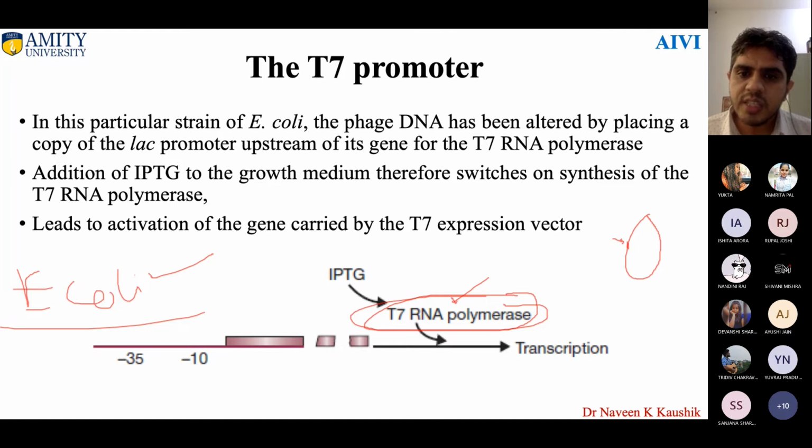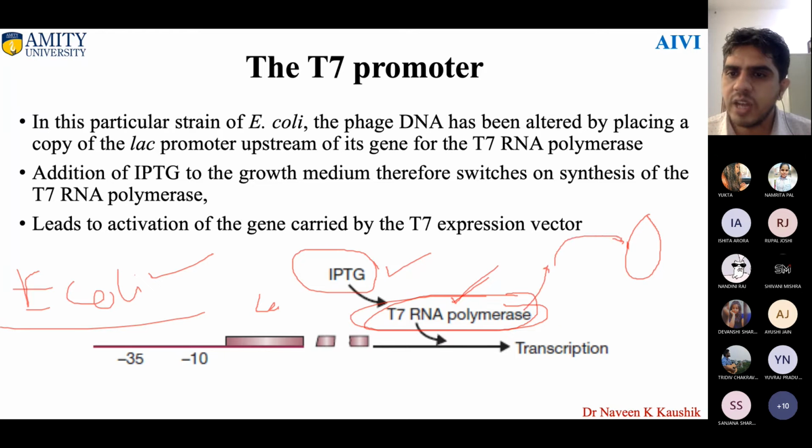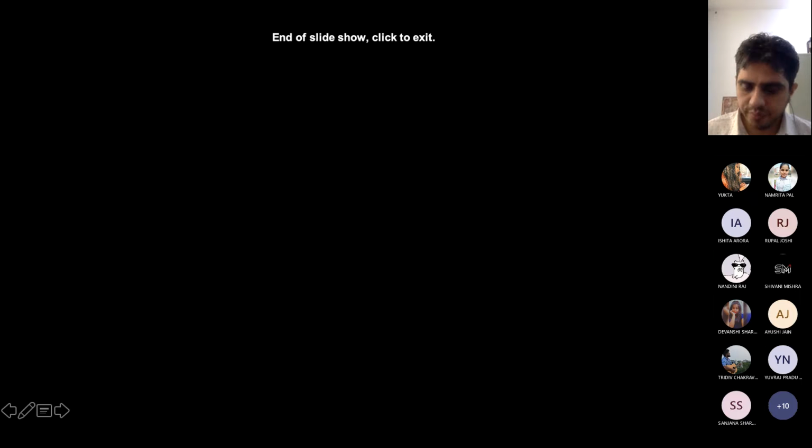This T7 polymerase lacks a promoter, so we are having a dual thing. In the gene we cloned, we transfected T7 polymerase under the control of the Lac-Operon. When the Lac-Operon is active, then T7 polymerase will form. And when this T7 polymerase forms, it will go to your vector and start the transcription of your gene. So this leads to the activation of the gene carried by the T7 expression vector.